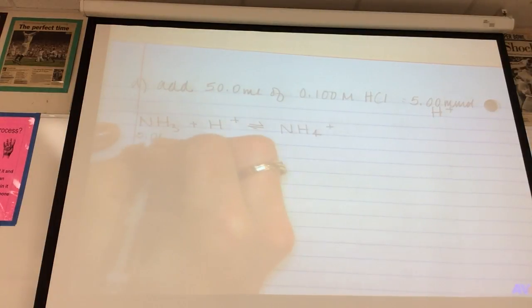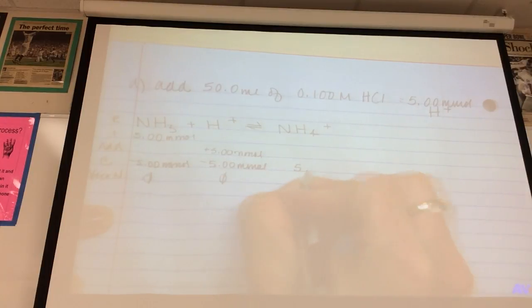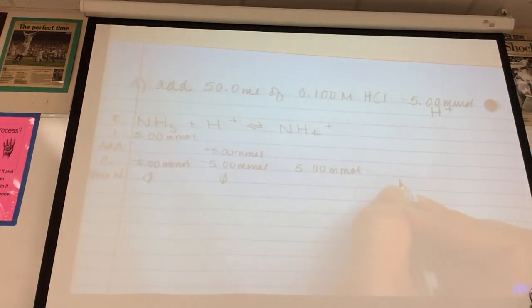We've had 5 millimoles of this every step of the way, at least initially. We're going to add 5 millimoles. We take it away because we're going to use it. We take it away because we're neutralizing. And then we're going to have 5 millimoles of weak base. What's the total volume here? Yeah, 150 is correct.